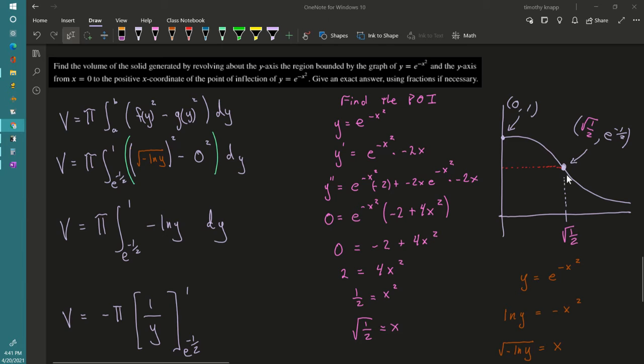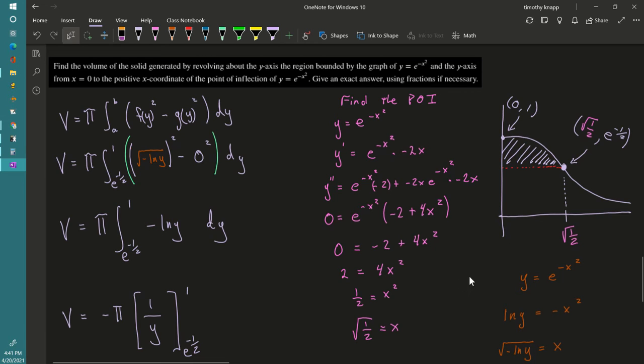to the positive x coordinate here. Positive x coordinate of the point of inflection. So that would be here. All right. Right there. So we're basically looking at this region right there.